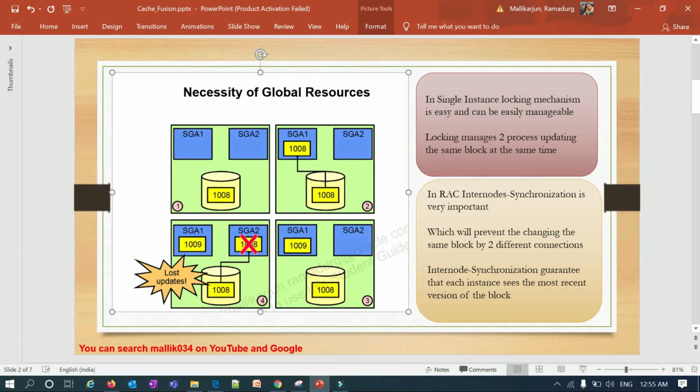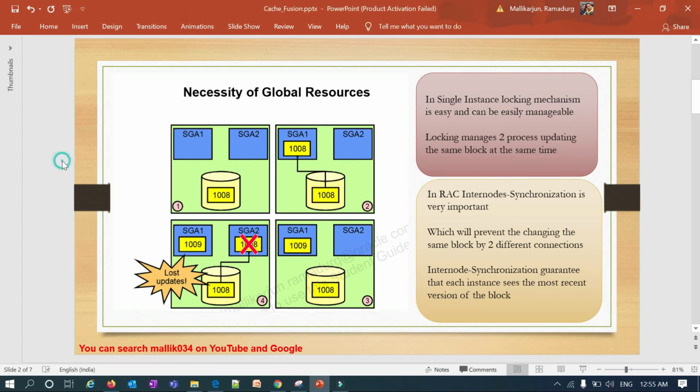So internode synchronization guarantees that each instance sees the most recent version of the data block. Suppose the connection on instance 2 should be able to see this block 1009 instead of 1008, so that internode synchronization will be achieved and the coherency will be managed. That is one of the basic criteria for the RAC cluster database to operate in synchronization mode.